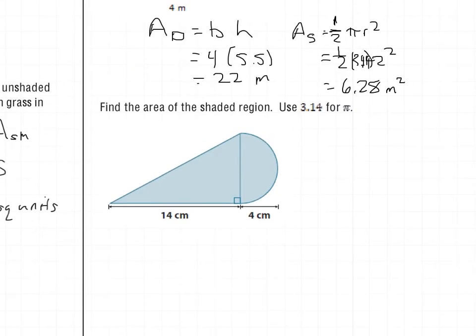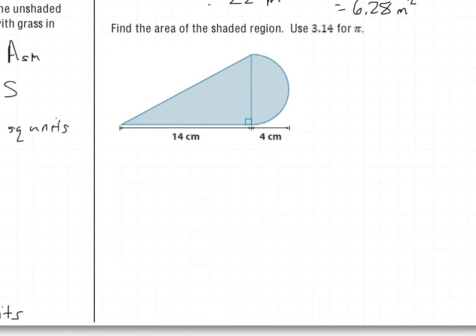Let's come down to one last problem. This is one that I think you should be able to do on your own. It asks you to find the area of the shaded region, using 3.14 for pi.